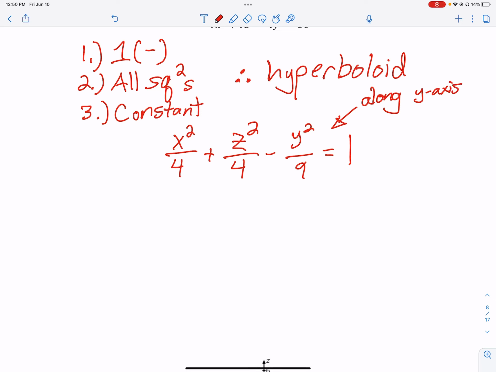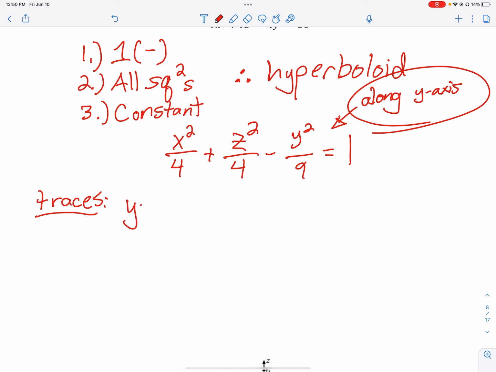All right, and then we get some traces. So let's get some traces so we know what to graph. This will make sense in a moment because you're like, well, cool, along the y-axis. So maybe it looks like some type of cylinder that maybe changes. I'll show you what that looks like with my attempt at a picture, and then also we'll look at an actual 3D graph of it. So the first trace we're going to do is y equals 0. If y equals 0, then we got x squared plus z squared, still over 4, equals 1. Well, that's just a circle, right? It's an ellipse, but both are perfect. Okay, so we have that trace.